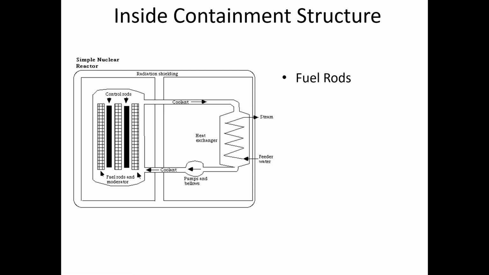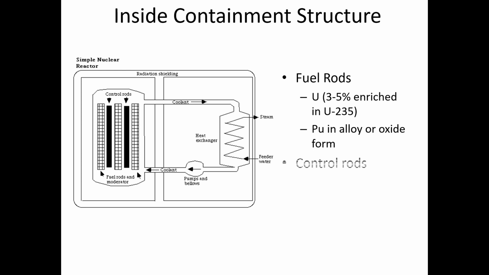The fuel rod which is being utilized here is basically uranium 235 with enrichment from 3 to 5%. Here is the fuel that we utilize: uranium 235 enriched 3 to 5%. Plutonium in alloy or oxide form can also be utilized as a fuel.